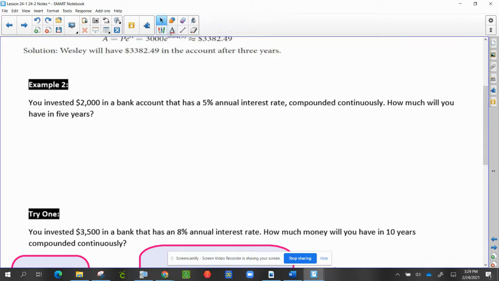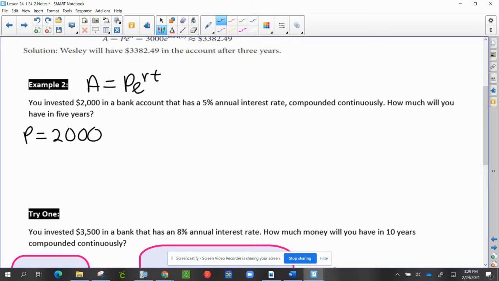Again, the formula we're going to use is the amount we're going to get is our principal times e to the rt power. So our principal here is $2,000. That's the amount of money we're starting with. We put it in a bank account that has a 5% interest rate. So 5% as a decimal would be 0.05. You always move the decimal 2 places to the left.